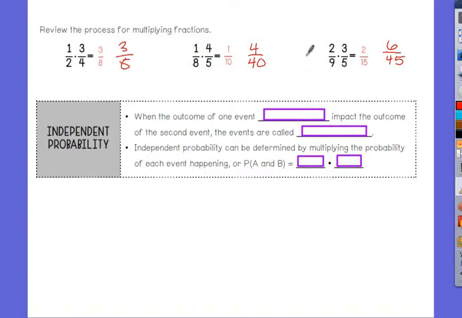Okay, so this is going to help us with today's probability. When the outcome of one event does not impact the outcome of the second event, the event is called independent. Independent probability can be determined by multiplying the probability of each event happening, or probability of A and B, where we first take the probability of A and multiply it by the probability of B.